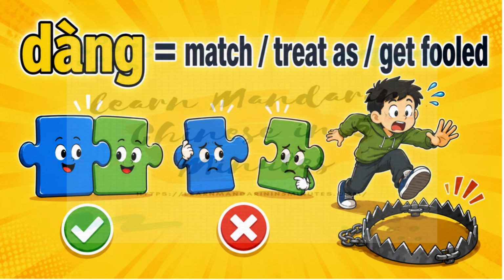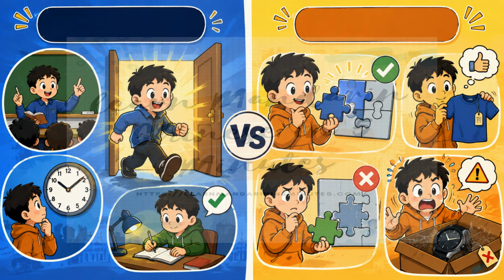But when dāng is pronounced dàng, the feeling is different. Dàng is often about whether something matches, whether something is appropriate, or whether you treat one thing as another thing. Sometimes that match is correct. Sometimes the match is wrong. So when the match is very wrong, you get 上当, you get fooled. So keep this simple picture in mind. Dāng means step into the situation. Dàng means match or treat something as something.